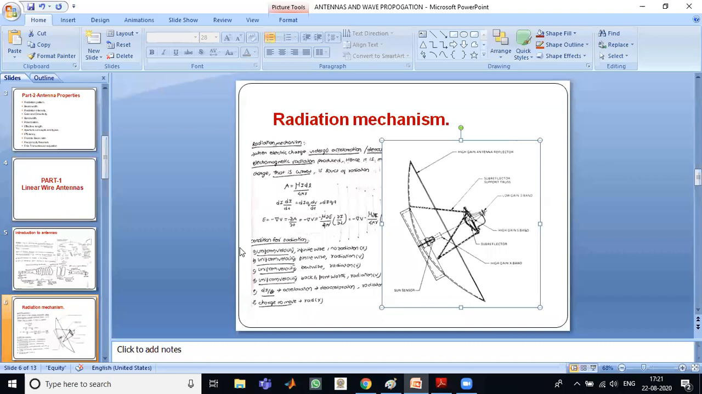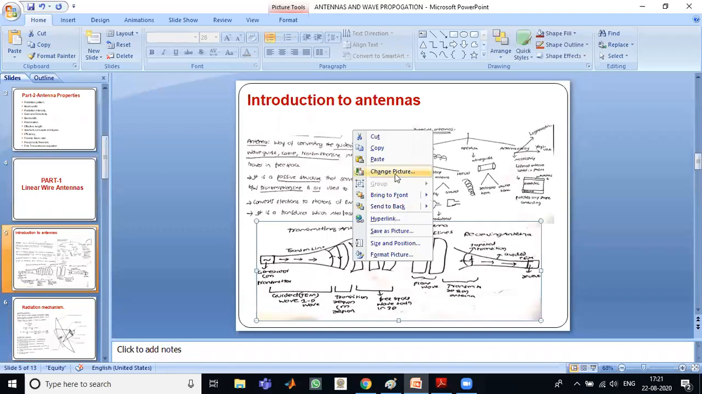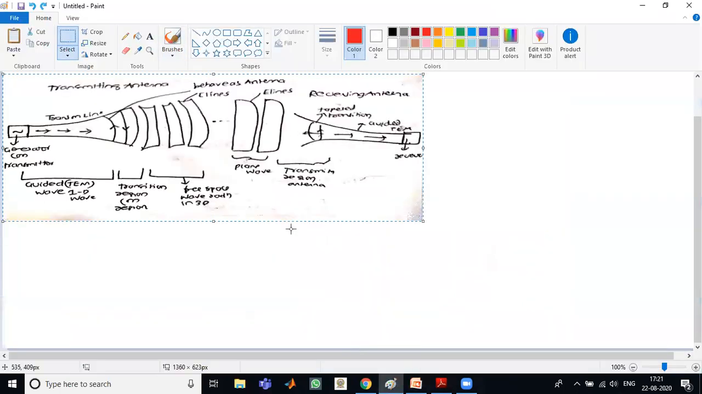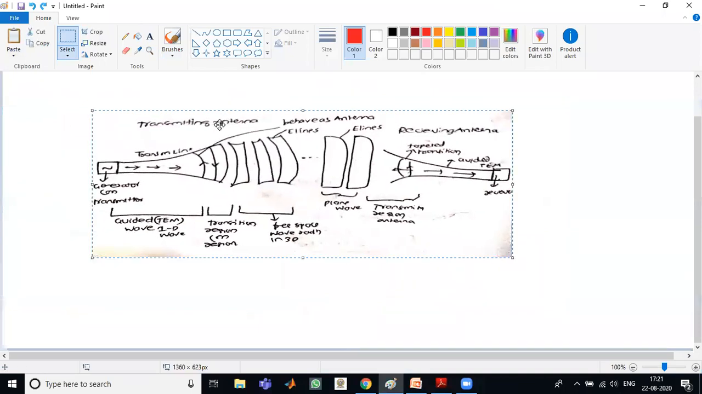Next, we will see how the wave is transmitted into the antenna. For example, this is an antenna which is present at the TV station, that is called the transmitting antenna, and this is the receiving antenna. The receiving antenna is generally present at your home, and the transmitting antenna is present at the TV station. Let us assume it.